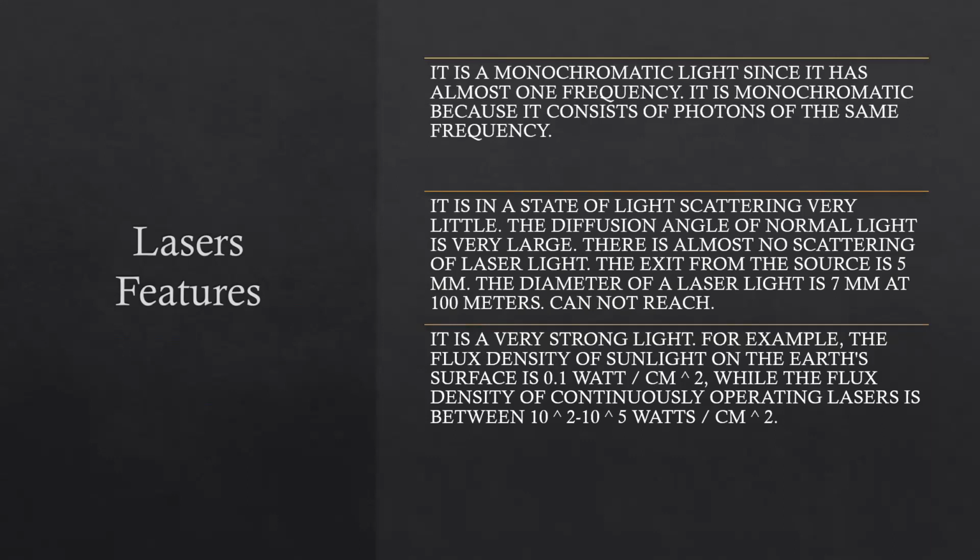It is in a state of light scattering very little. The diffusion angle of normal light is very large. There is almost no scattering of laser light. The diameter at the exit from the source is 5 millimeters. The diameter of the laser light is only 7 millimeters at 100 meters. It's a very strong light, for example, compared to the flux density of sunlight.